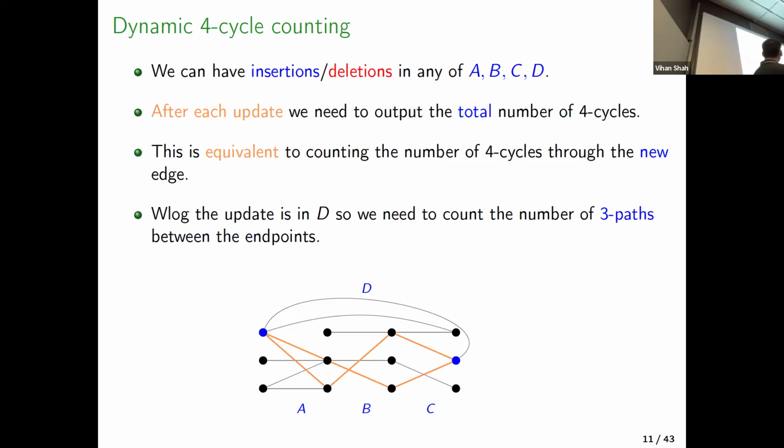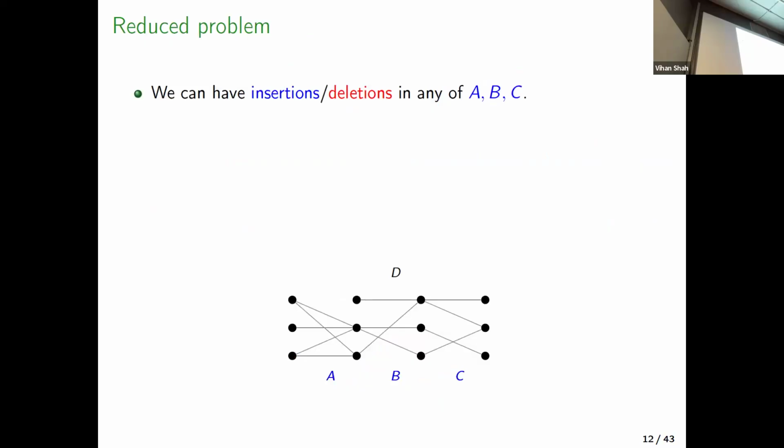And also, without loss of generality, we can assume that the update with the query is always in D. Because we can run 4 copies of the algorithm. So whenever there's an update in A, you ask the A algorithm, oh, what is the answer? So we'll always assume queries are in D. So the reduced problem now looks like this. We can have insertions and deletions in A, B, and C. And for the talk, we'll just focus on insertions. Let's just think insertions are happening. And the queries will be in D.